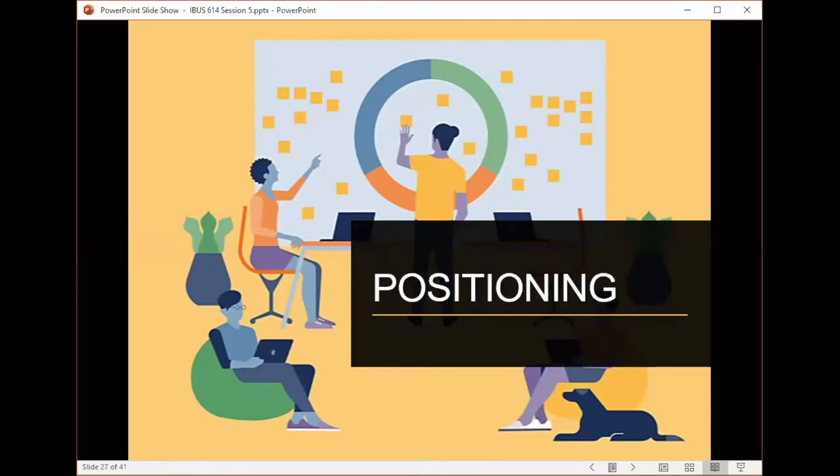We started with the segmentation, followed by the targeting, and now we are heading into the positioning element of the STP process. Before we go ahead, please, does anyone have anything they want to say? Any question they want to ask or contribution? The floor is open.